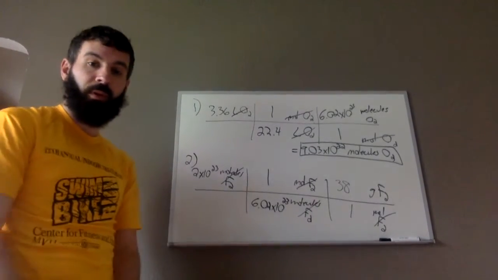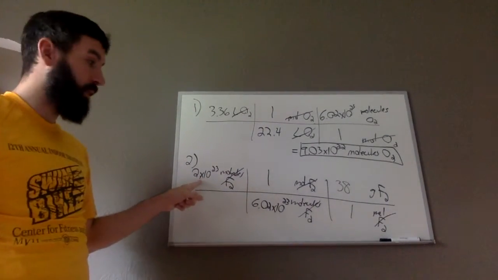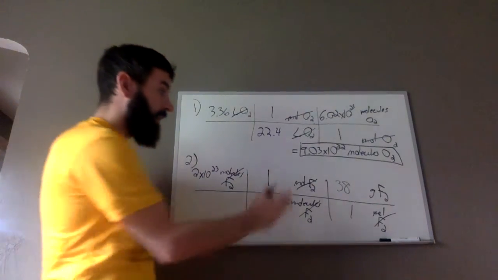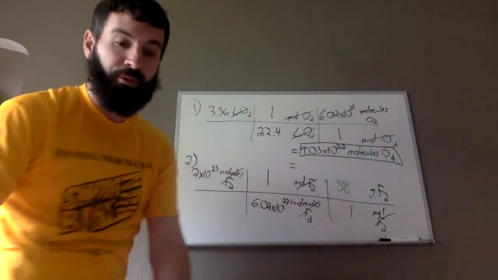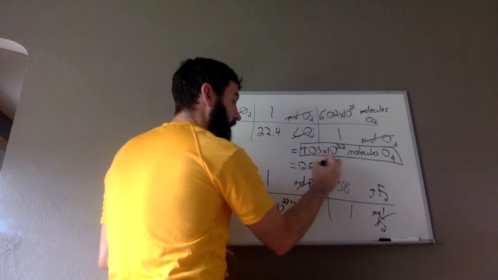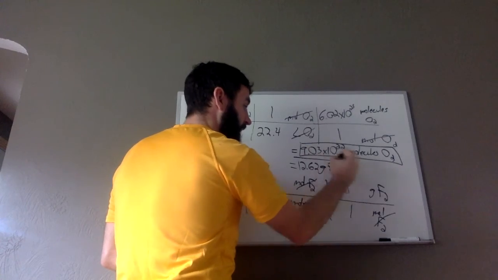Okay, now I just pull up my calculator. 2 times 10 to the 23rd times 38 divided by 6.02 times 10 to the 23rd. I'm going to write it right here because I'm running out of room. Your answer should come out to 12.62 grams of fluorine gas.